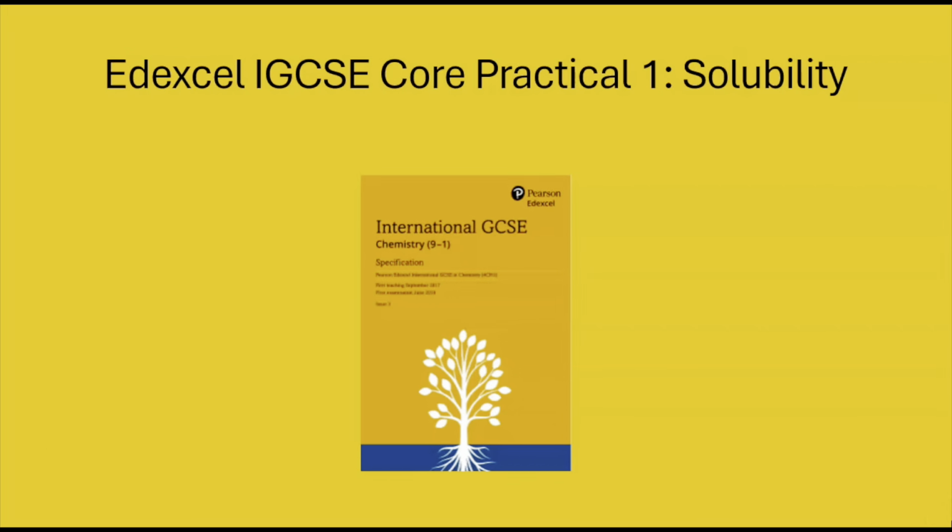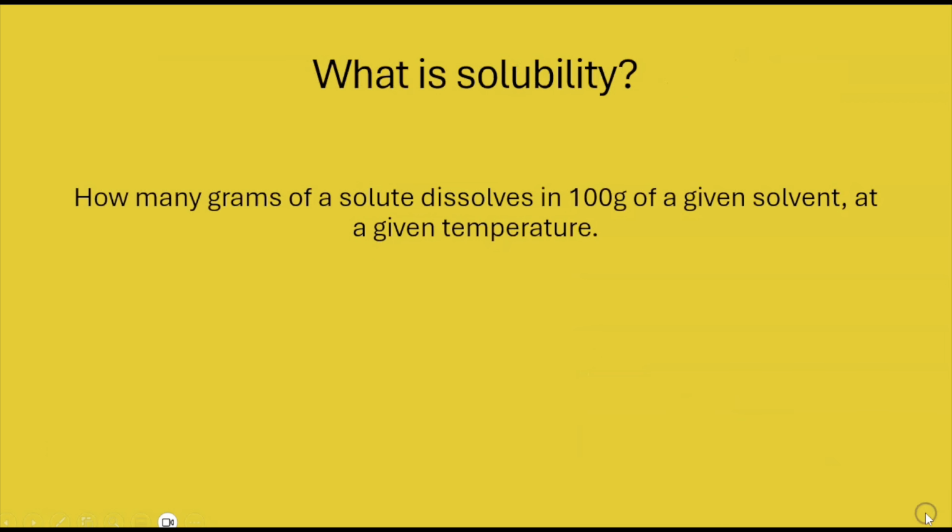So this video goes through the Edexcel IGCSE Core Practical 1, which is all to do with solubility. Before we get going with this practical, you need to have an understanding of what solubility is. Solubility is how many grams of a solute dissolves in 100 grams of a given solvent at a given temperature. Now, usually our solvent is water, but we must remember it doesn't always have to be water. In our lab, we'll use water, but solubility could refer to any solvent.